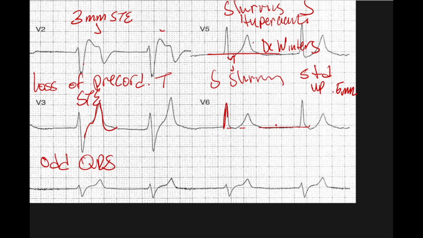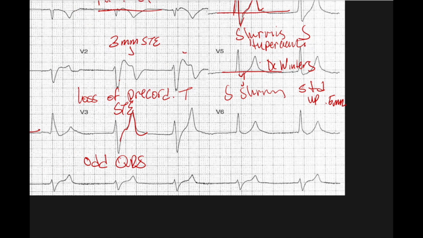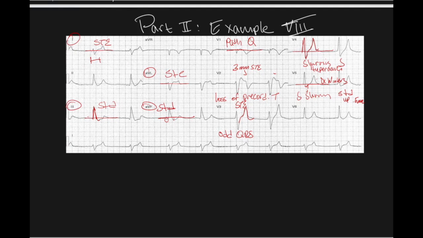We have that R complex. No real ST depression, and the T wave is upright. So in this 12 lead, it seems that we do have quite a bit of ST elevation in the high laterals, with something going on in the regular laterals, V5, V6. We definitely have some ST depression in the inferiors.